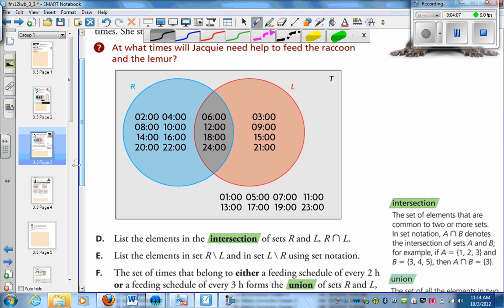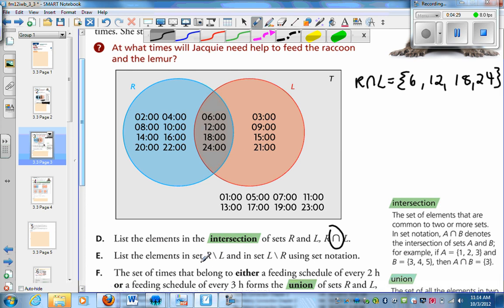List the elements in the intersection of R and L. And intersection is this symbol right here, an upside down U. It's what's common in 2 or more sets. So R intersect L, all the things that are intersected, are 6, 12, 18, and 24.